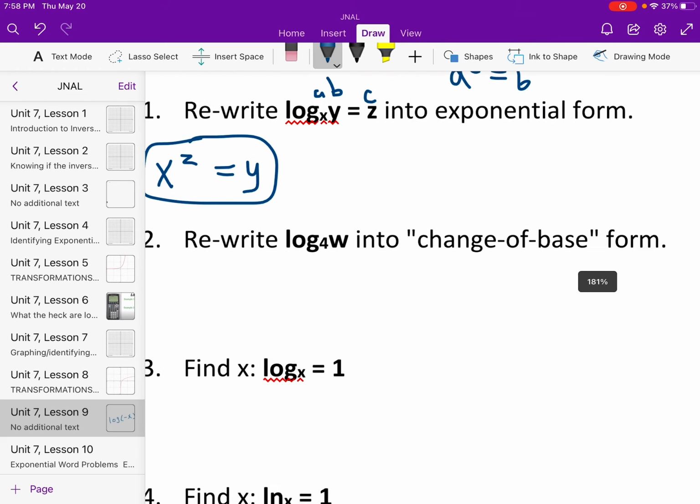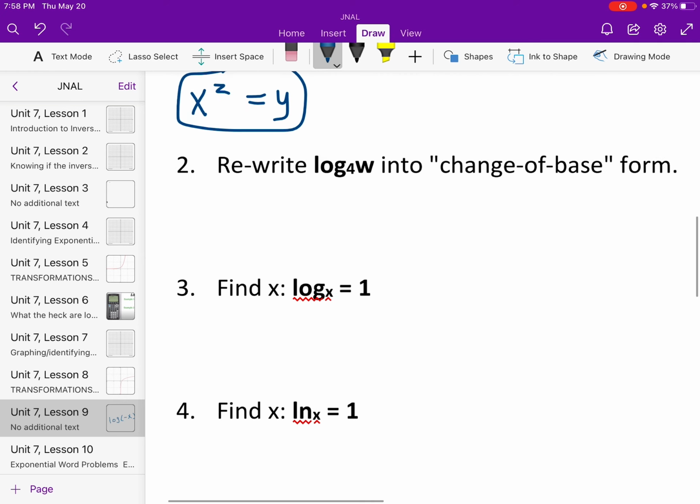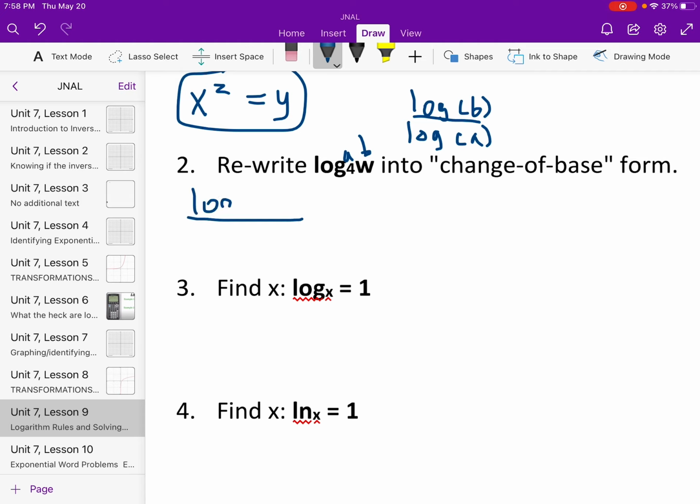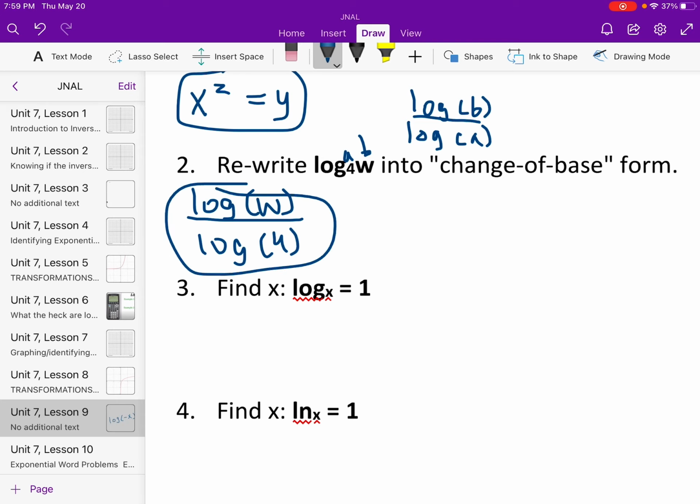Alright, now let's look at 2. Rewrite log base 4 of w into change of base form. Change of base form is basically the thing that you can do to make it go into the calculator. In this case, 4 is a, b is w. So we need to say logarithm of w over logarithm of 4. Of course, to type that into the calculator, you would need to know what w is. Or you could just graph that.